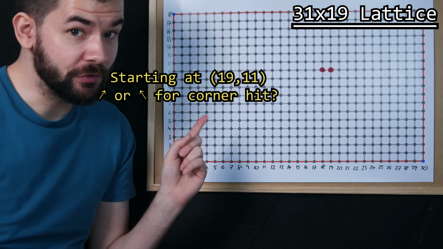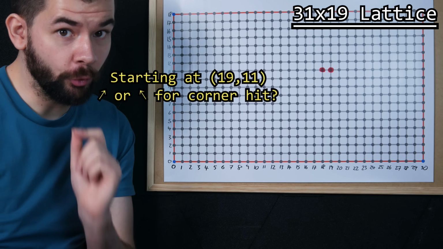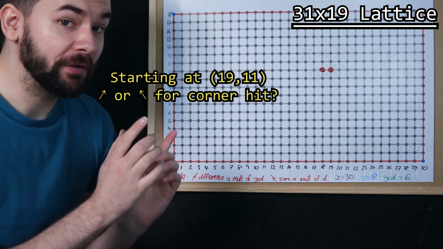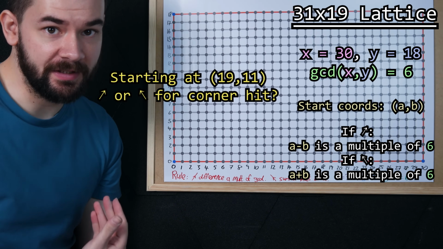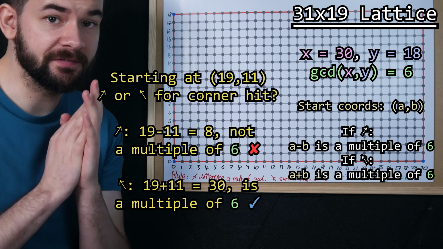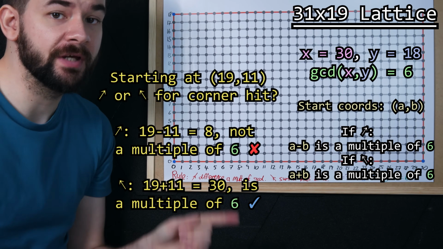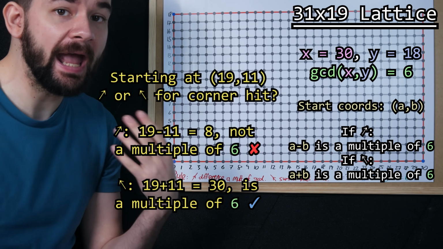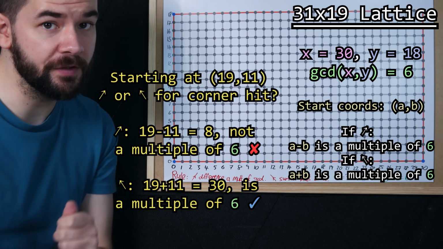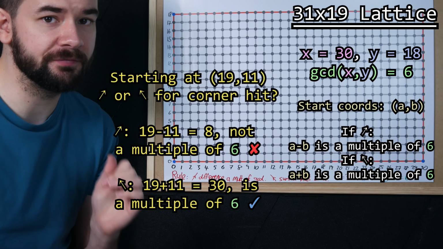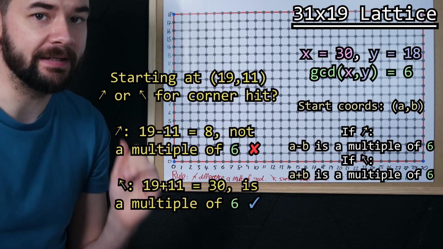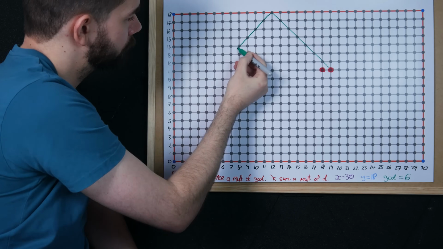Which direction do we need to go in to guarantee a corner hit? Have you worked it out? Well, here x is 30 and y is 18. Their greatest common divisor is 6. These starting coordinates, 19 and 11, have a difference of 8 and a sum of 30. Only 30 is a multiple of 6, so we need to go in the negative direction. And that's exactly what we find.